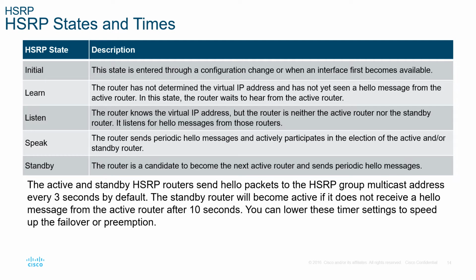These are the different states that the HSRP has. First, it goes into the initial state, which is entered through a configuration change or when an interface first becomes available. Then it goes into the learn state, where the router has not yet determined the virtual IP. Then the listen state, where the router knows the virtual IP. In the speak state, the router sends periodic hello messages and participates in the election of the active and the standby. And then with the standby, the router is a candidate to become the next active router and sends periodic hello messages.